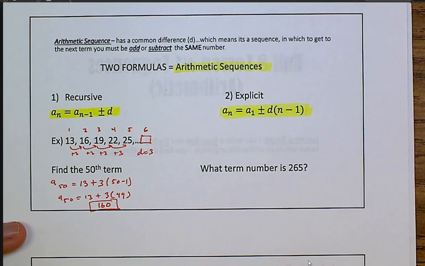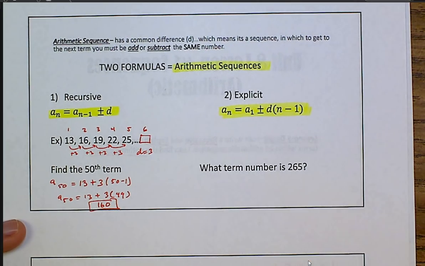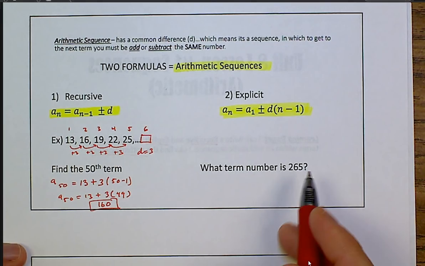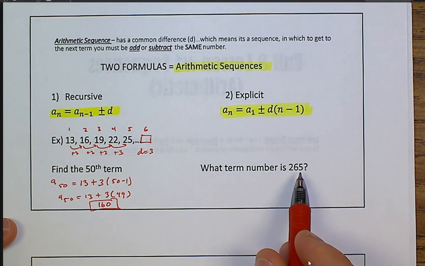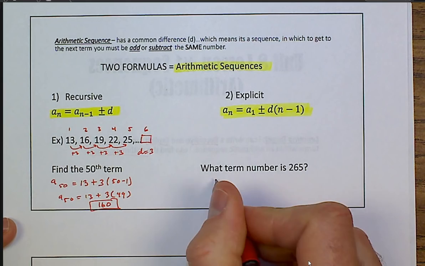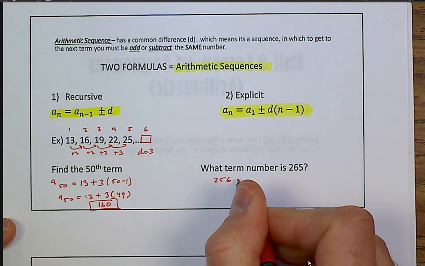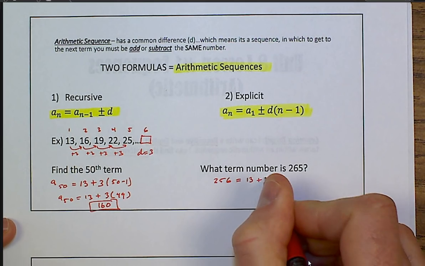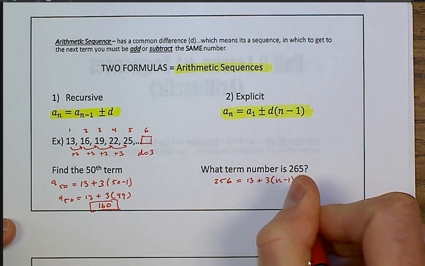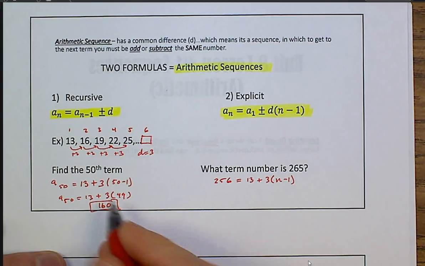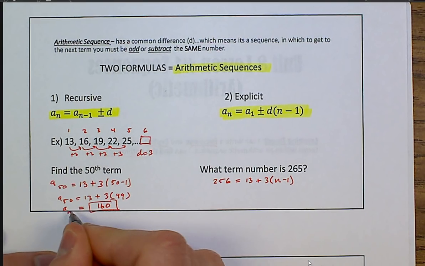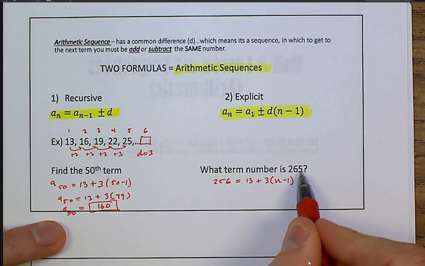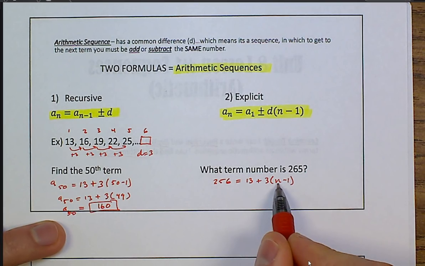Okay? Now, if I asked you for what is term number 256? So if I put in 256, it would go here: 256 equals a sub 1 is 13, plus 3 and n minus 1. Like this was a sub n, a sub 50 in this case, was 160. I'm telling you what it equals. I want to know what term number it is. So here we would solve for n.